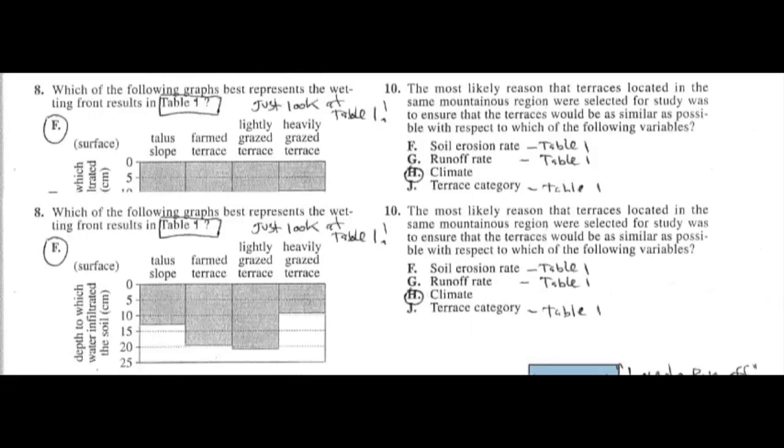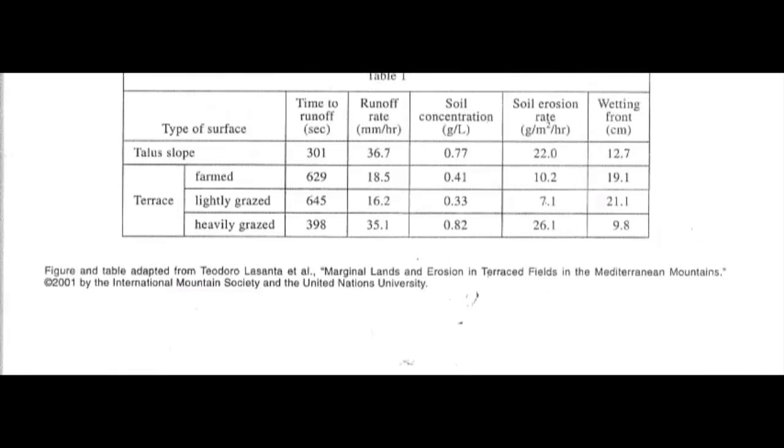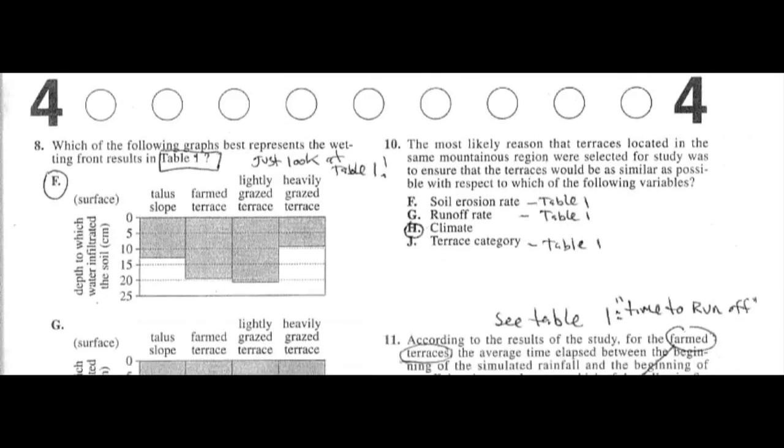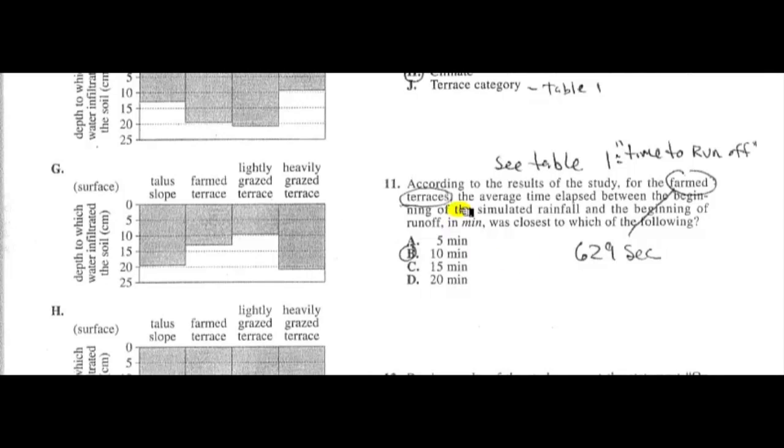So we come up here, let's go ahead and find farm terraces in table 1. And when we look here in table 1, we find in the y-axis here farm terraces, right? And now we need to find the beginning of the simulation of the rainfall to the runoff time. Here is the time to runoff. Here is the runoff rate, soil concentration, soil erosion rate, and wetting. Geez, I don't like that. I look back over here and I feel a little bit confused. So let's read that one more time. It says the average time elapsed between the beginning of the simulated rainfall and the beginning of the runoff. And I feel like that might be a definition.